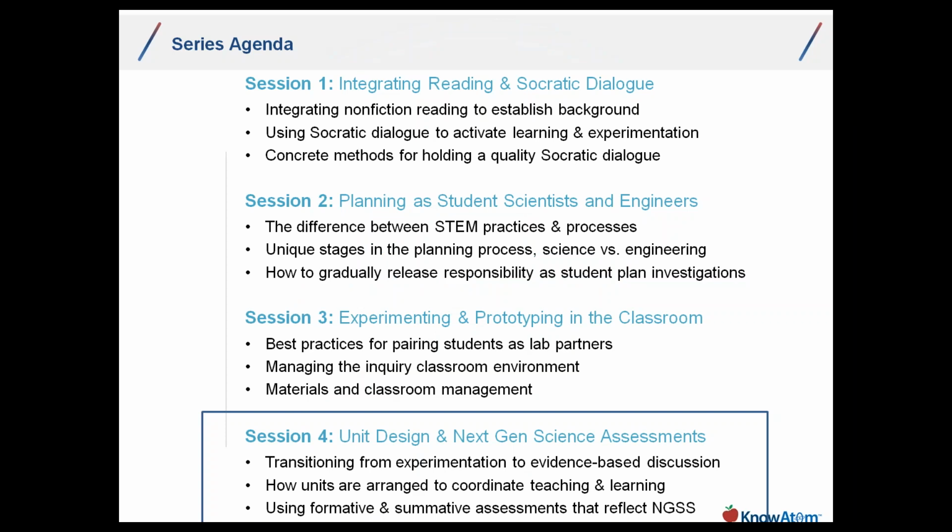This is a chronological series in the sense that it's following the progression of both the teachers' and students' experience from the beginning through the end of a unit, specifically a unit that looks at science or engineering from the perspective of a scientist and engineer, where the students are being scientists and engineers. So in the case of KnowAtom curriculum, we've been following the progression from nonfiction reading all the way through student experimentation, lab planning, and carrying out that lab.